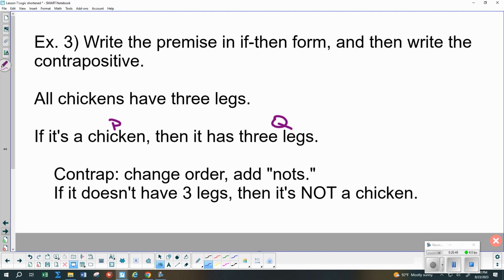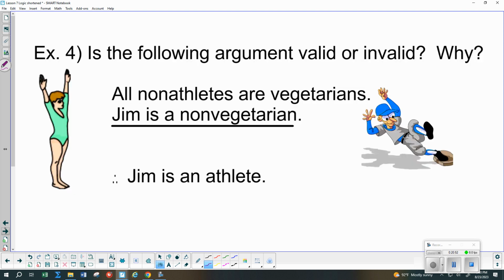Everybody kind of starting to get the hang of these? Okay, last one. Here's all 3 sentences. The book will do that a bunch of the time and ask you valid or invalid, and you also have to give a reason. So all non-athletes are vegetarians. If we did that in if-then form, what would that one look like? Alex? If someone's a non-athlete, so that's our P, then that person is vegetarian, that's Q.